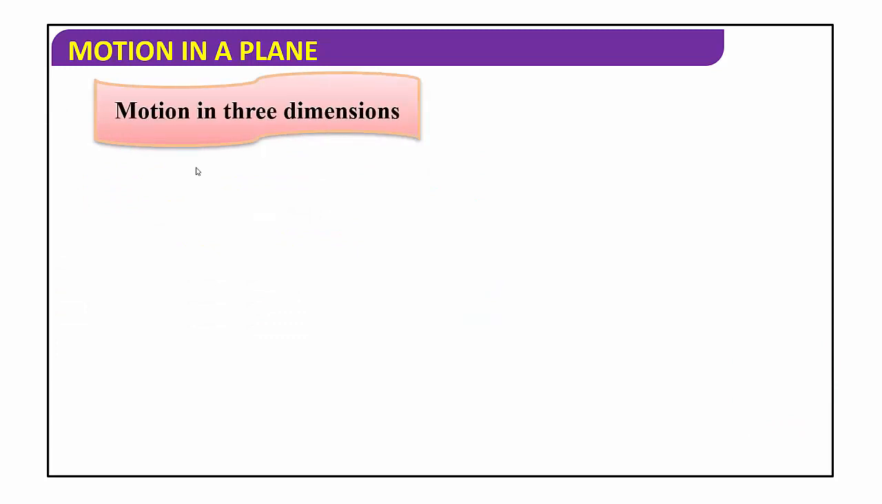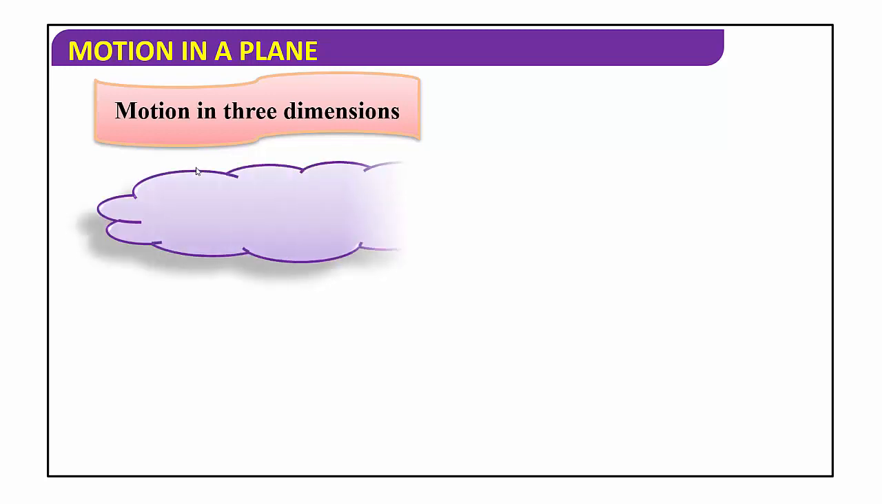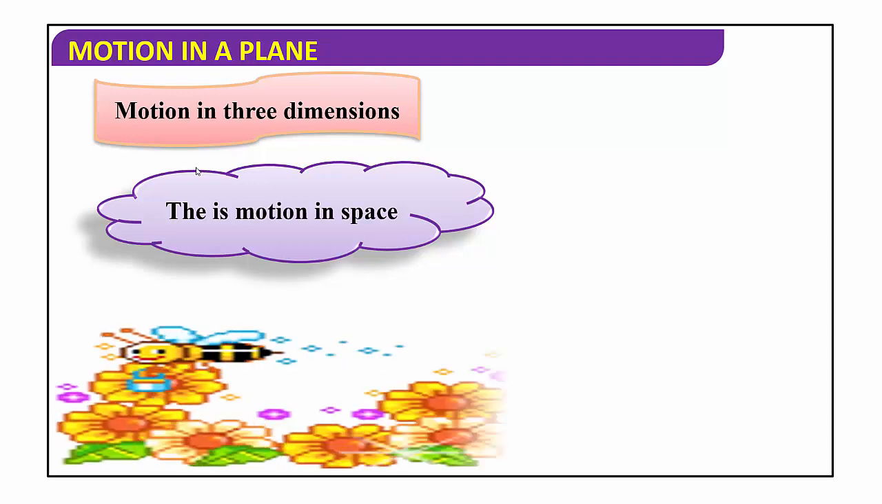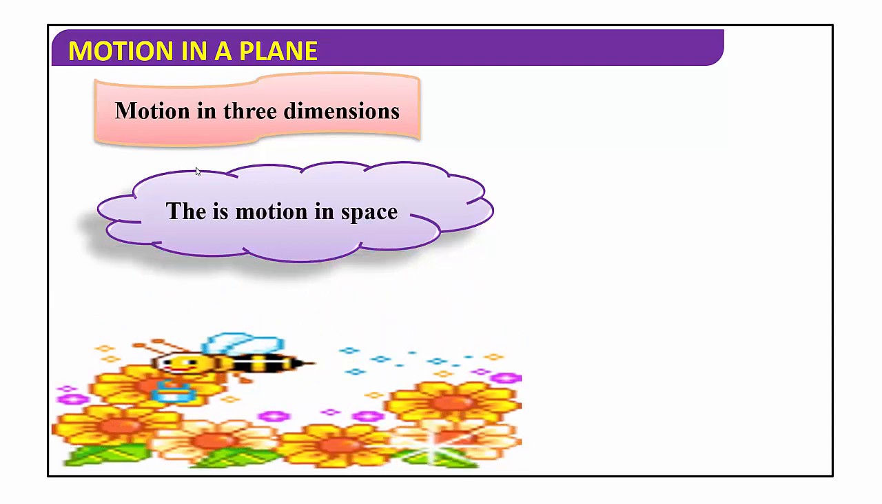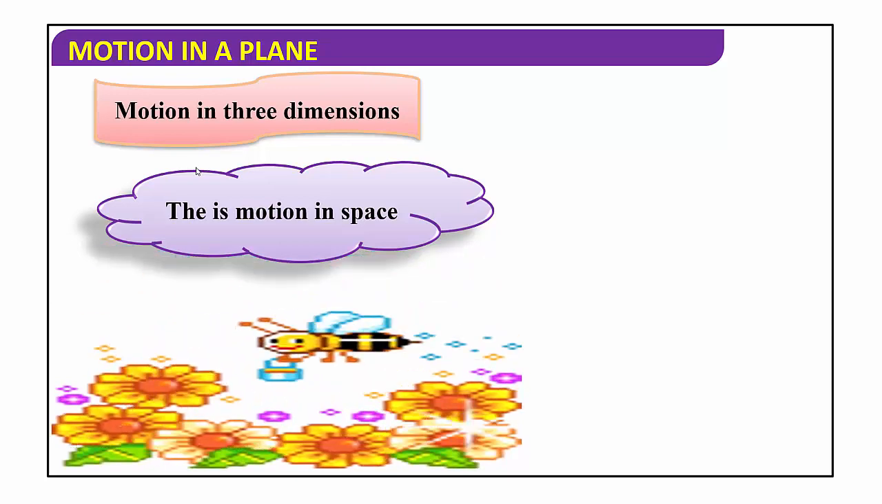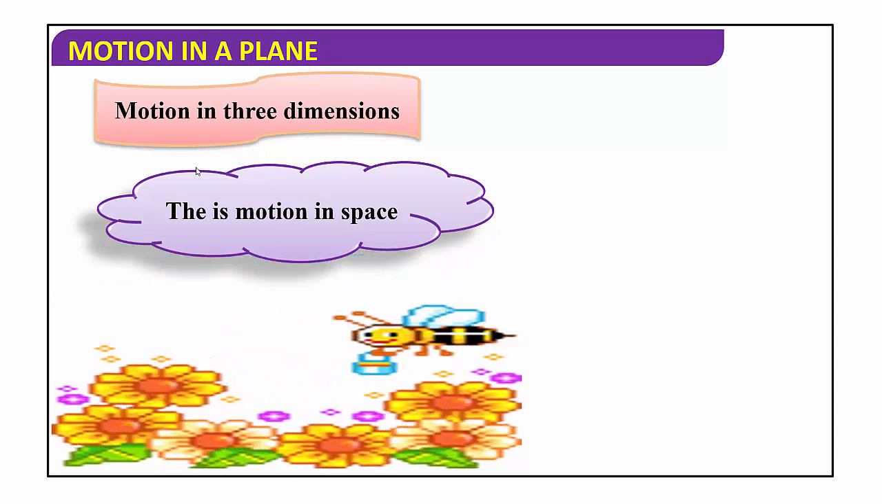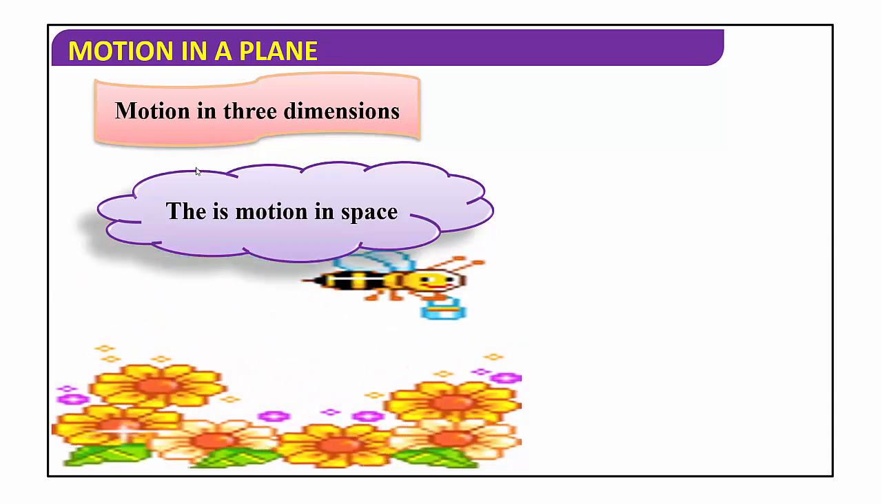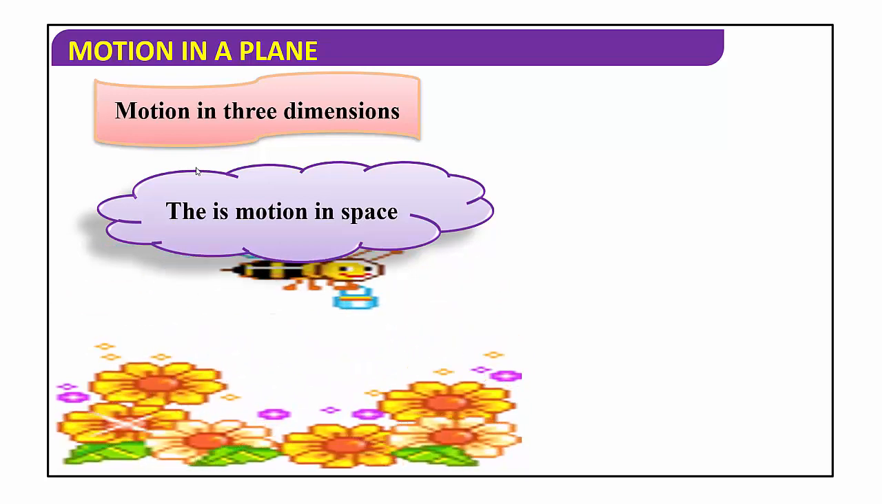Now, motion in three dimensions. The third type of motion, that is motion in three dimensions. Yes, motion in three dimensions means the motion in space. Observe this picture here. The honeybee is moving in space here. So this honeybee is having three-dimensional motion, or we can also call it the motion in space.